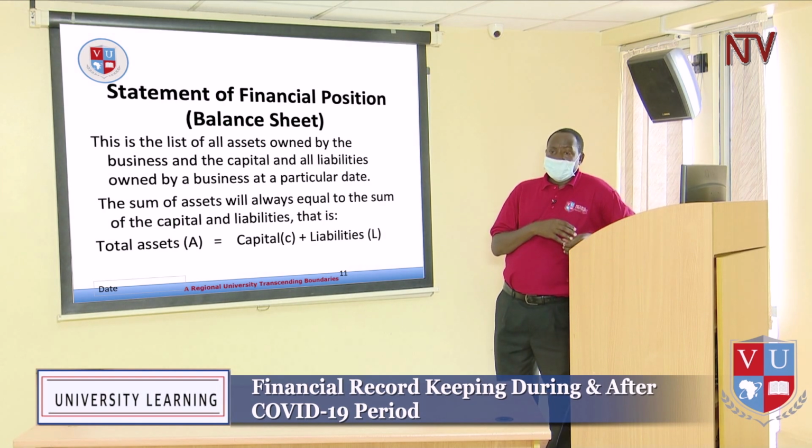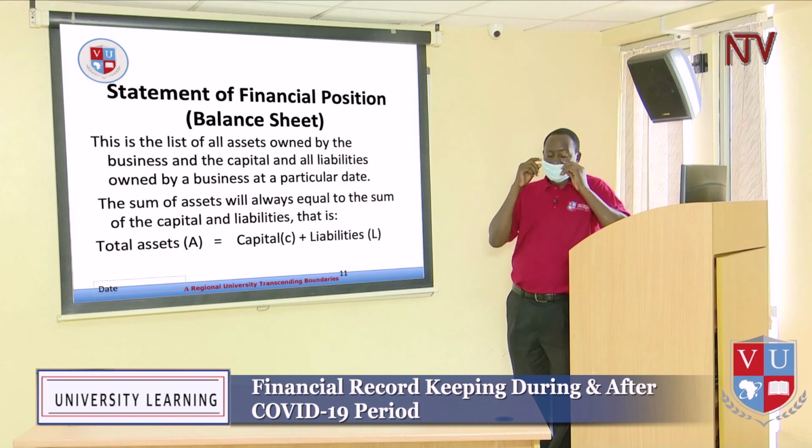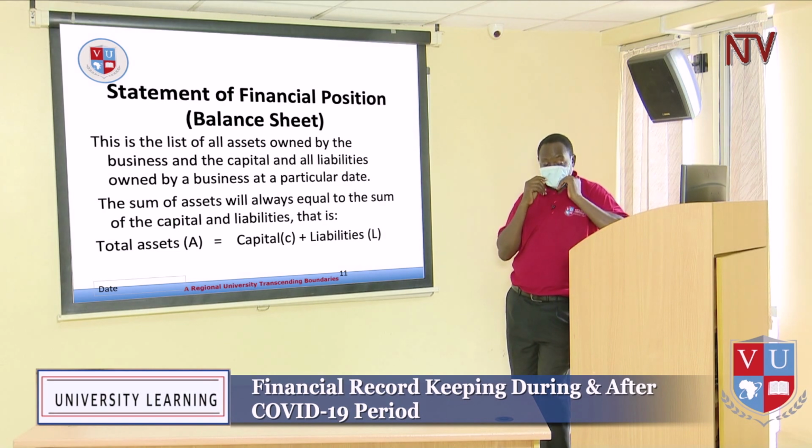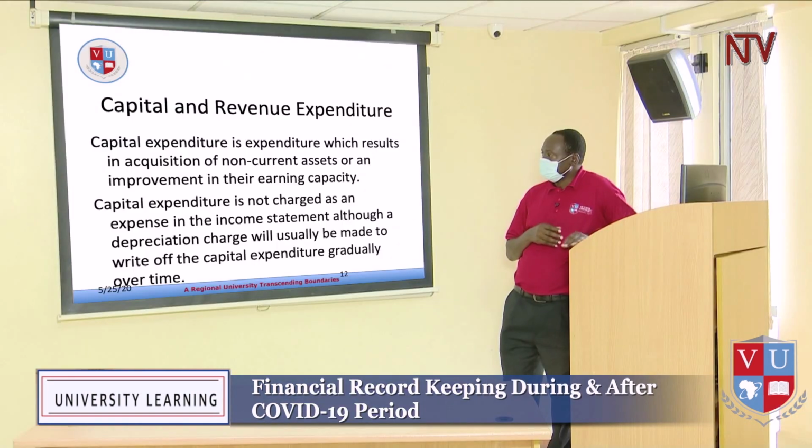Now, we have capital and revenue expenditure. These are very key items that we must capture when we are recording financial transactions. Capital expenditure is expenditure incurred to acquire non-current assets. And so when we incur a capital expenditure, at the end of the transaction, we recognize an asset in the balance sheet.